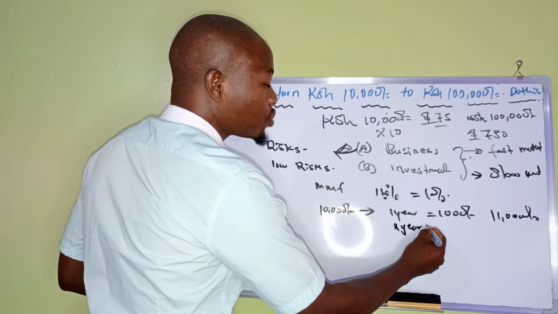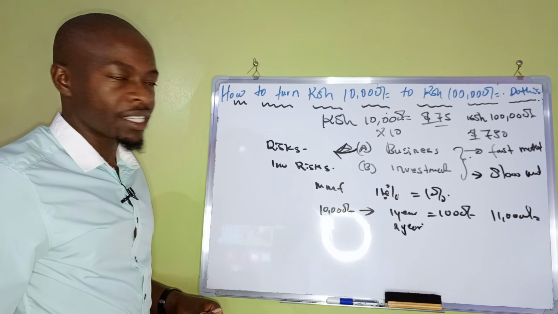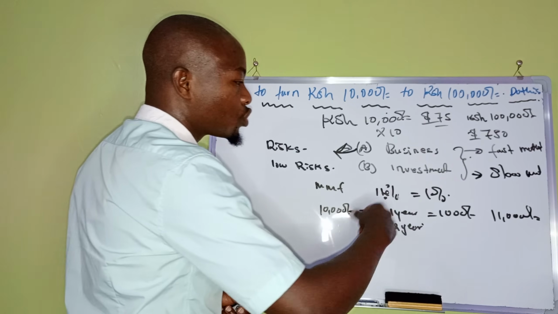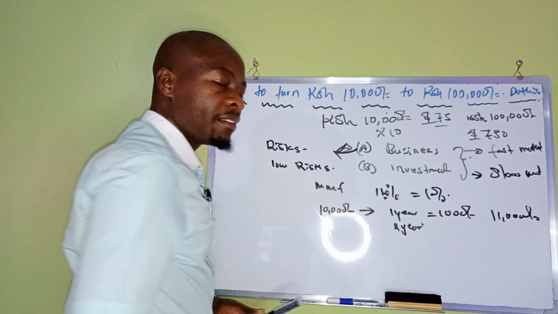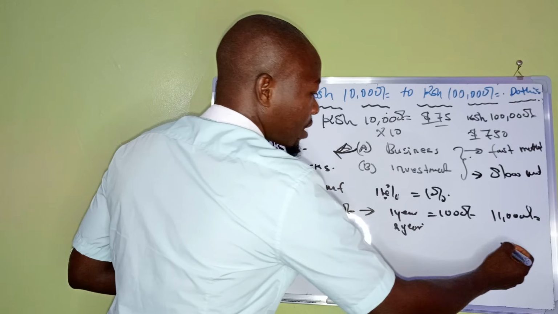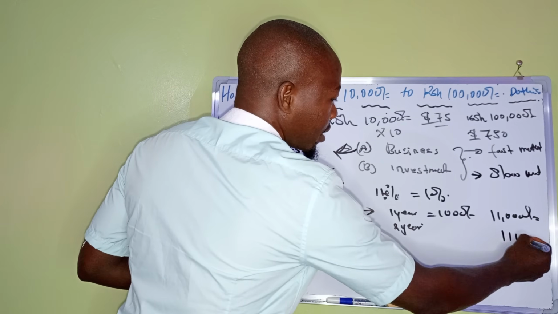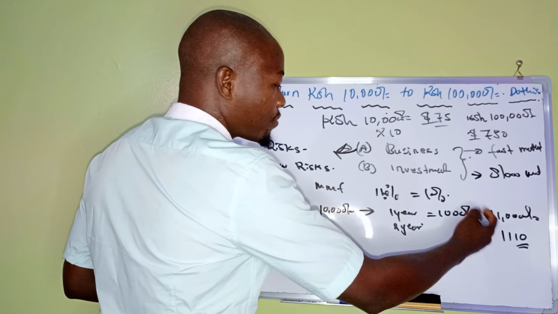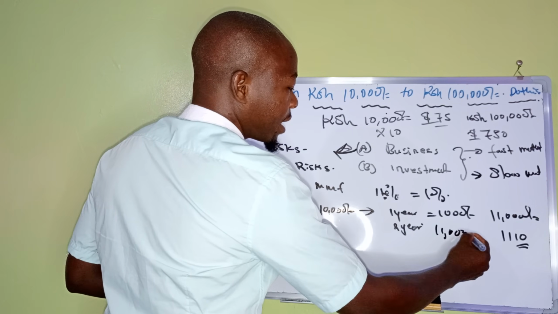The year two, assuming that you do nothing about it, which I don't advise anyway. So assuming you do nothing about this money, it just rests there. In year two, it will be 10% of 11,000. The 10% of 11,000 will be 1,110.